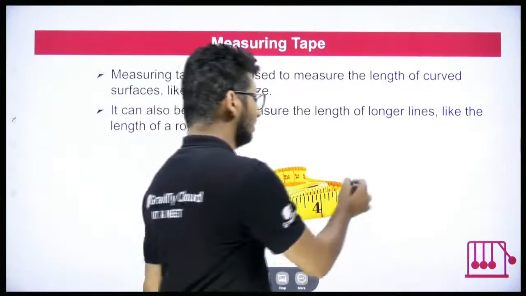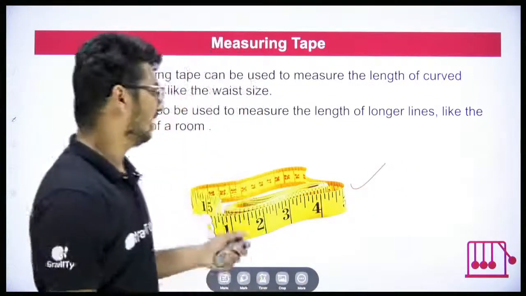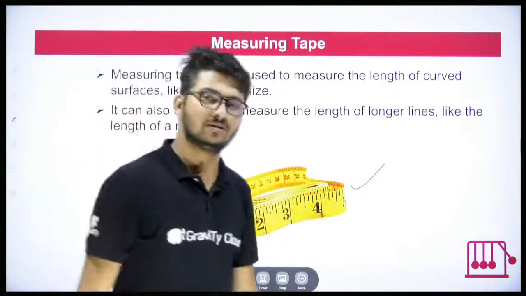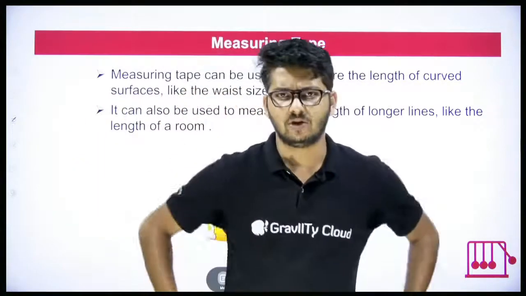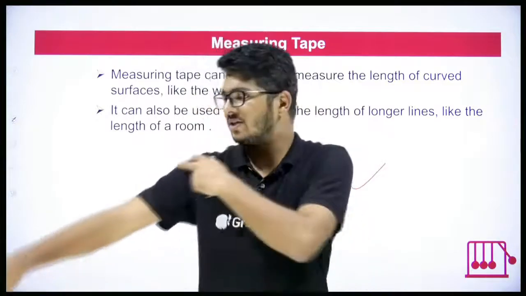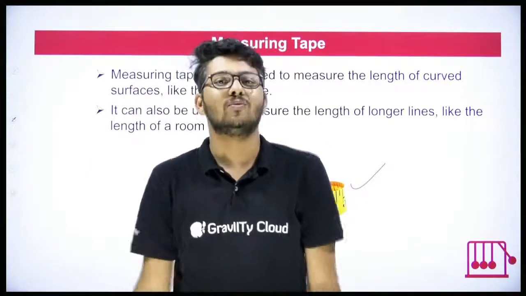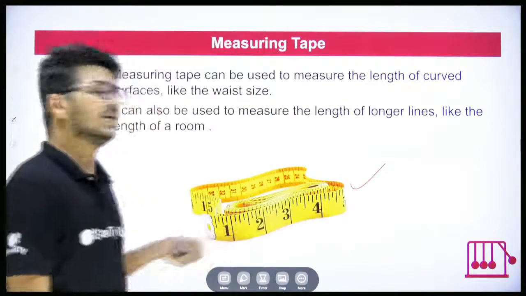Measuring tape. Basically a tailor. A tailor uses a measuring tape to measure length. Right? It can be used to measure waist size, to measure the length of the arm. Right? And what is the advantage of the measuring tape?